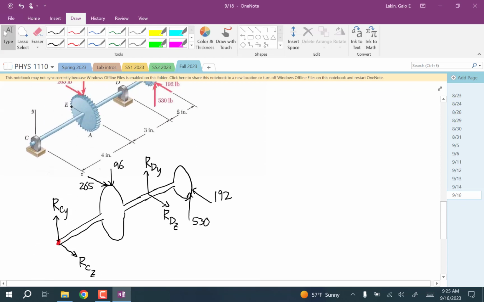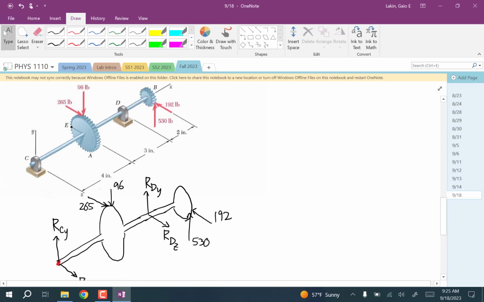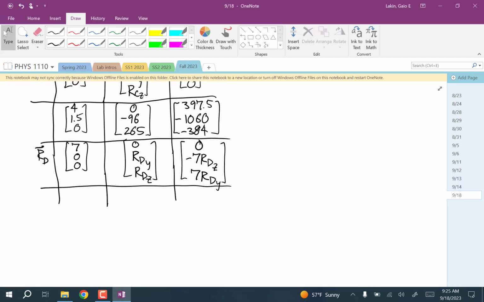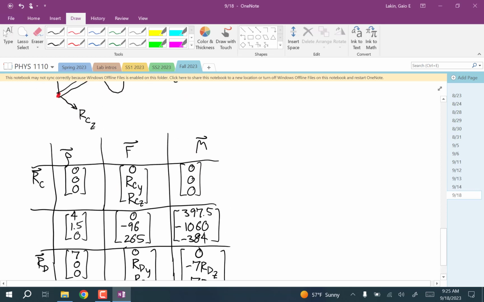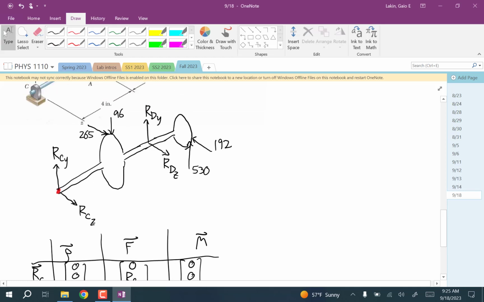so that is 9 in the positive X and 0.5 in the positive Z. Again, I'm going to treat this as a single force vector because it's all at a single point. So that is 530 positive Y, negative 192 Z.